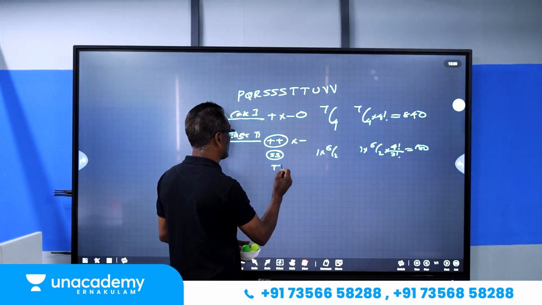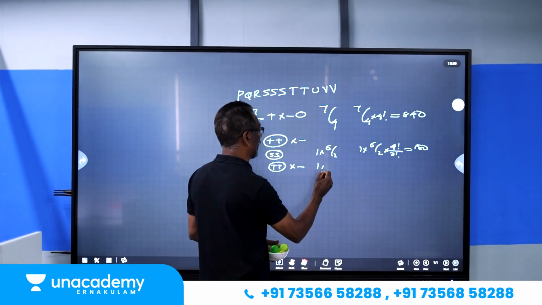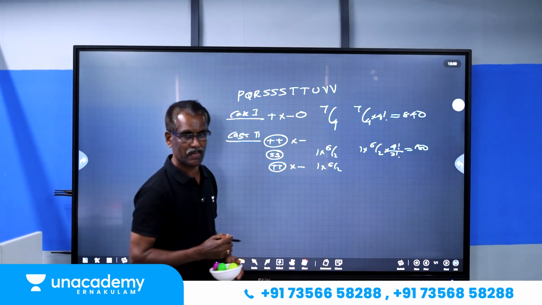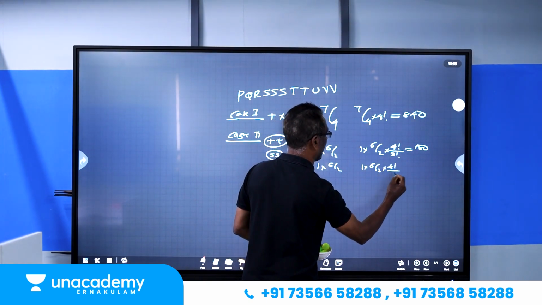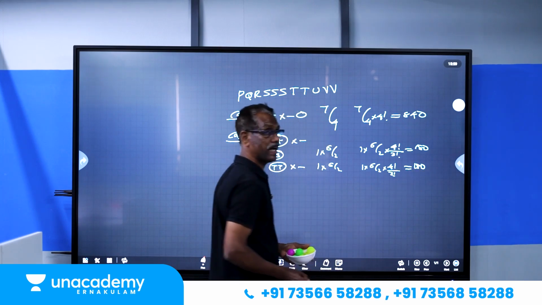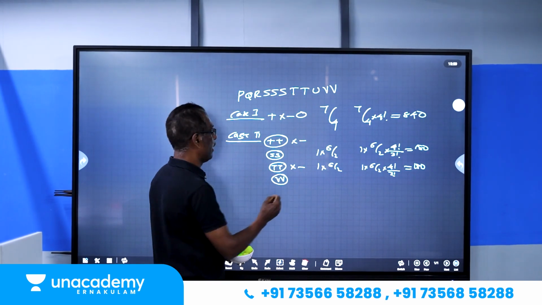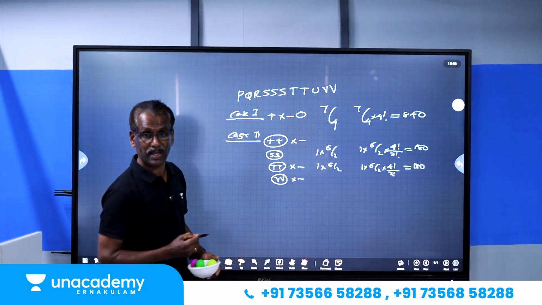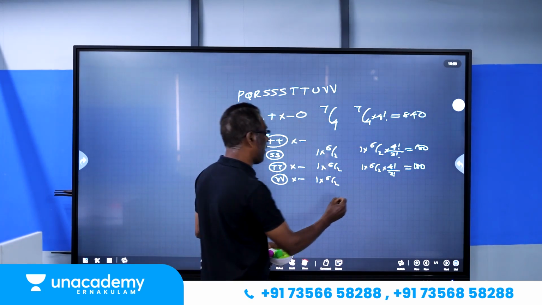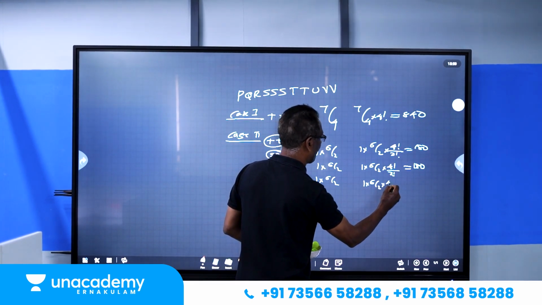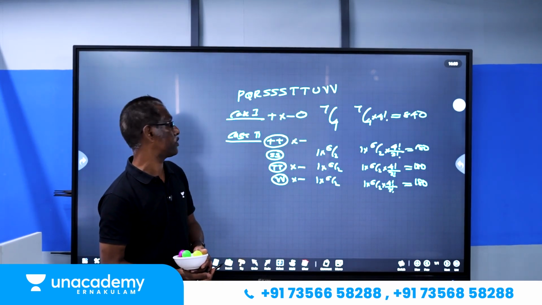Similarly, there are 2 T's, remaining 2 letters distinct. In that case, the selection is 1 into 6C2. What is the permutation? 1 into 6C2 into 4 factorial divided by 2 factorial. That is also 180. Next case, there are 2 V's in this word, remaining 2 letters distinct. What is the selection? 1 into 6C2. Permuting: 1 into 6C2 into 4 factorial by 2 factorial. That is also 180. That is case 2.